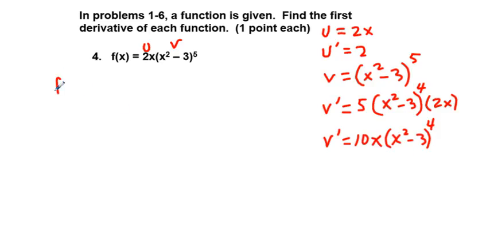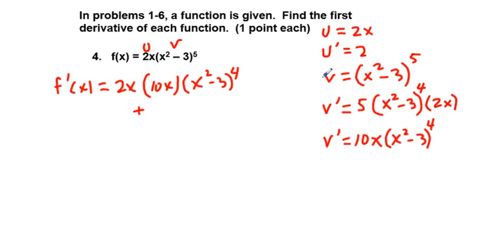So writing out f prime of x as u v prime, u is 2x, and v prime is going to be 10x times quantity x squared minus 3 to the 4th power, and then it's going to be plus v u prime, and v is going to be x squared minus 3 to the 5th power, and u prime is 2.